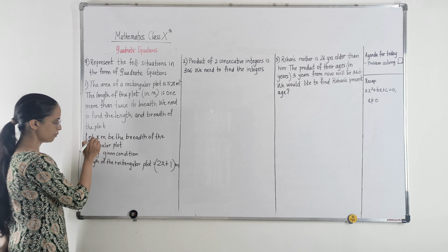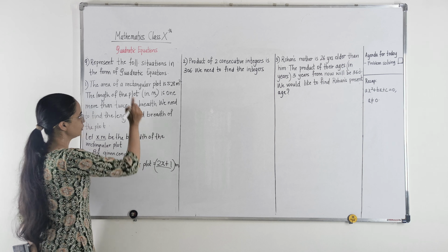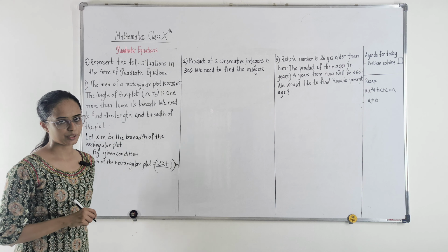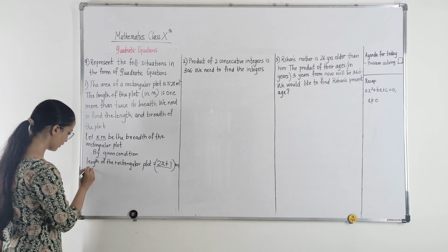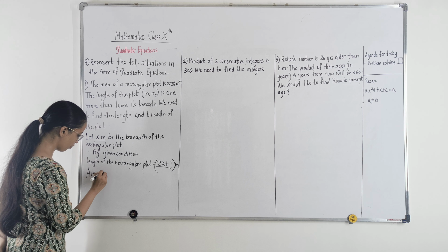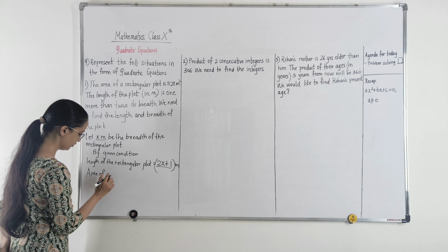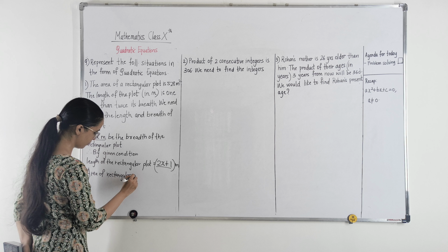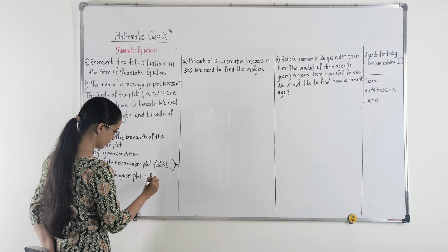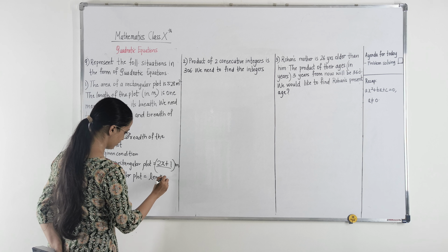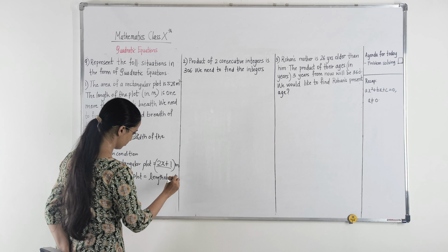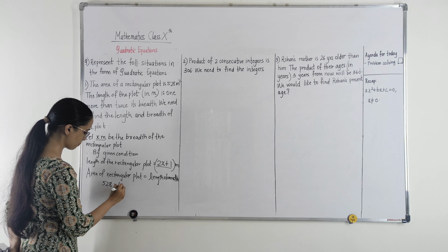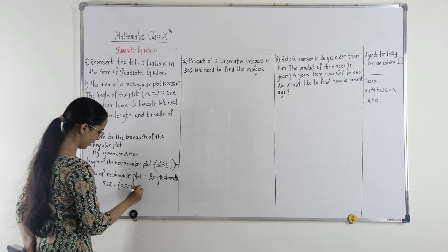Now that we have got the length and breadth in terms of x, we are going to use the initial line of the question, which says that the area of the rectangular plot is 528 meters square. And we all know that the area of any rectangular field is length multiplied by breadth. Now the area is given to be 528, your length is 2x plus 1 and your breadth is x.